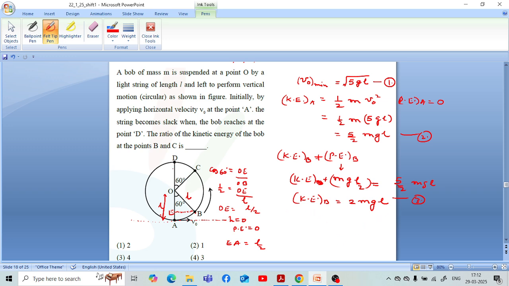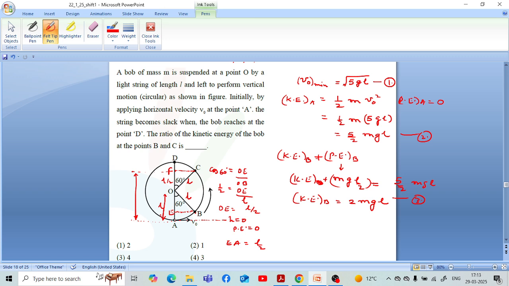Now we have to calculate the height of point C with respect to point A. Suppose we drop a perpendicular from C to line OD, and suppose it meets at this point F. So basically we have to calculate this AF length. Now OA is L. We have to calculate OF now. OF can be easily calculated from this triangle OFC. OF is the base and OC is the hypotenuse, which is equal to the length of the string, L. So as we have discussed earlier, OF becomes L by 2.